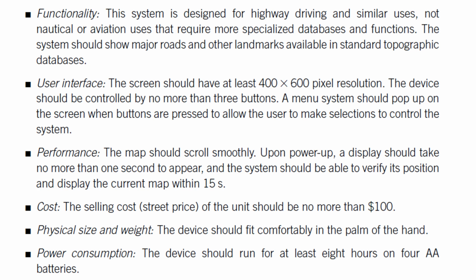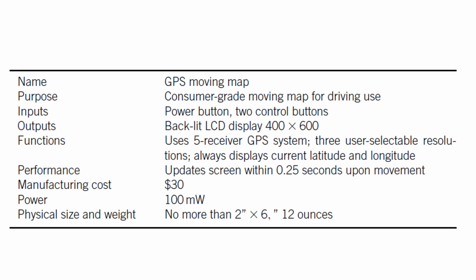Here the performance, that is speed and deadline. The system has to be updated within every 15 seconds and the cost of the system should not exceed $100. The physical size and weight of the system should not go beyond the palm of the hand, so it should be handy in size. The device should run for at least 8 hours on 4 AA batteries. So this is the sample requirement form of the GPS moving system.